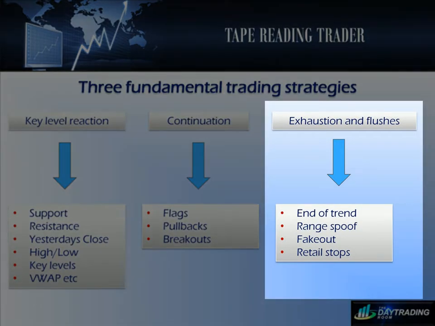And exhaustion and flushes are a little bit of a different play on key level reactions. Really, they tend to happen at the end of a trend. Sometimes they can happen when you're in a range, and I call it a range spoof, where you can imagine you're in a range and the market breaks to the upside, fails, fakes out, and then comes back down. That's a bit of a flush out, just to trap a few bulls in and then reverse hard. That's very similar to a fake out. Perhaps not in a range, but it could be at a double top situation, could be at a key level, anything like that, where it breaks through, then fails to break, and then reverses hard.